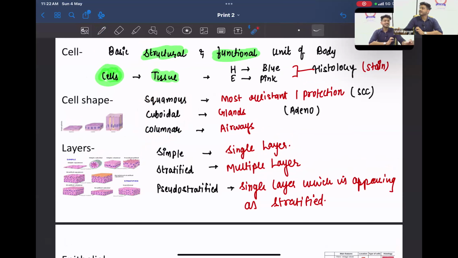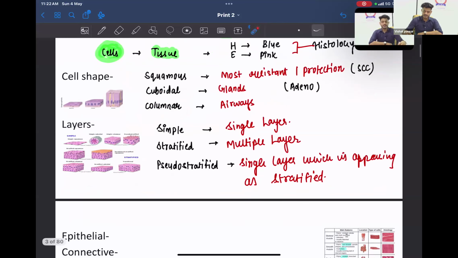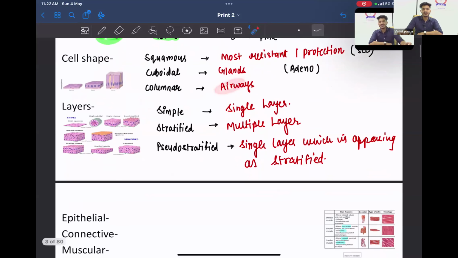For all the body organs, they will ask you what is the epithelium over there. You have to remember, it can be squamous, it can be cuboidal, or it can be columnar. If they are talking about cuboidal, this is going to be concerned with the glands. If they are talking about squamous, the most resistant and protective cells will be there, right? Columnar will be present in your areas, right?